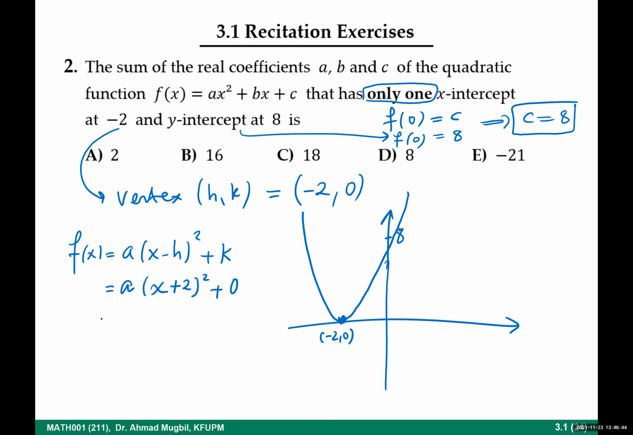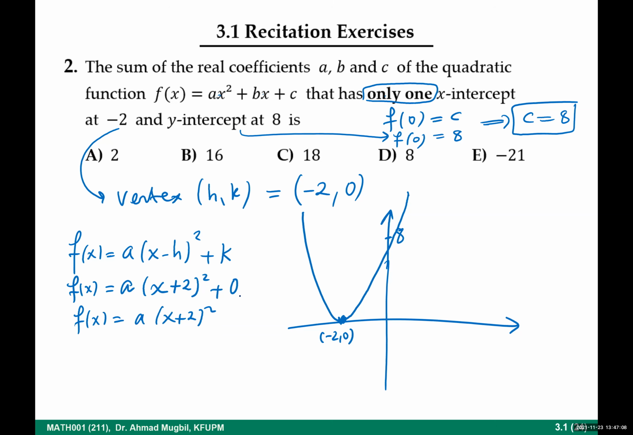Now, what we have, guys, we will use the fact that f of x is A times (x plus 2) all squared. So how to find A? Any suggestion? Again? Use what you have to find what you want. What we have and we didn't use yet.